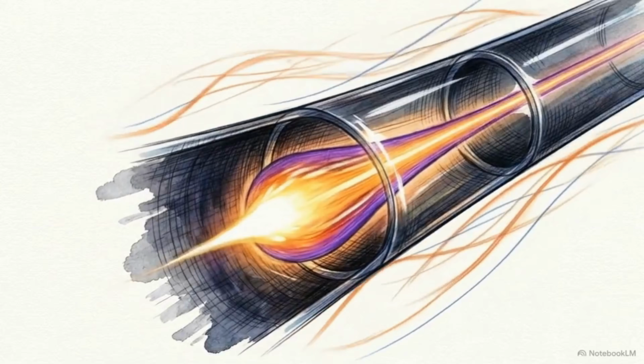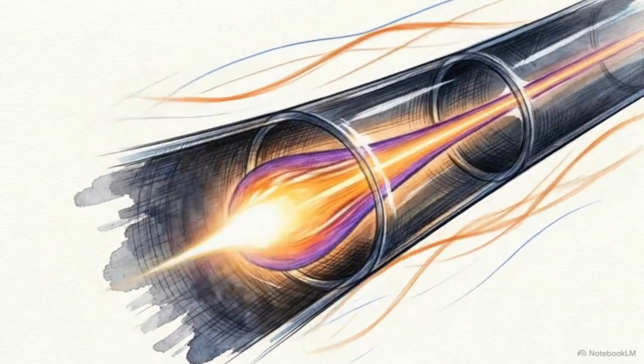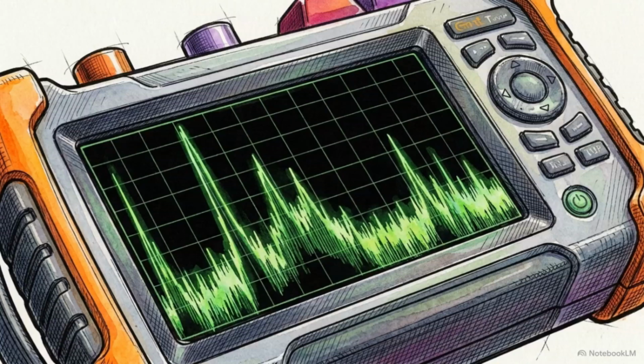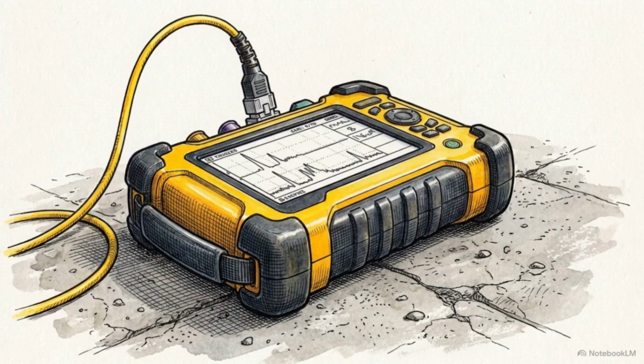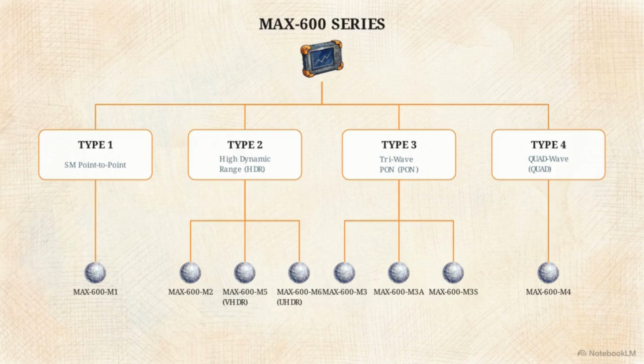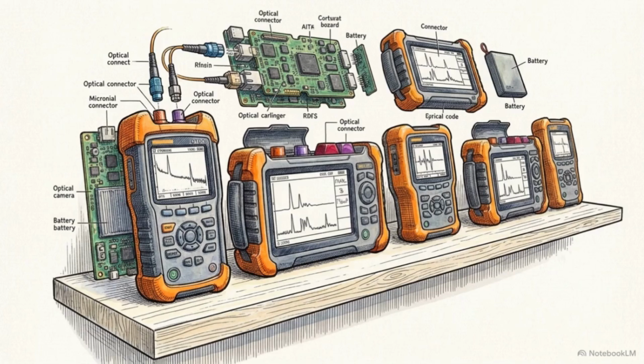Finding a microscopic fault in a glass tube stretching across a city requires shooting a pulse of light down the line and analyzing the reflections that return in a fraction of a second. The COMWAY MAX 600 series is designed to handle this process, but the catalog breaks down into 4 base types and 8 distinct submodels. Navigating these options is not about finding the best unit on the market.